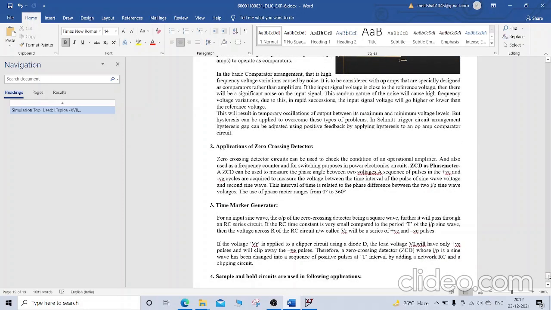Applications of zero crossing detector. Zero crossing detector circuits can be used to check the condition of an operational amplifier, and also used as a frequency counter and for switching purposes in power electronic circuits.